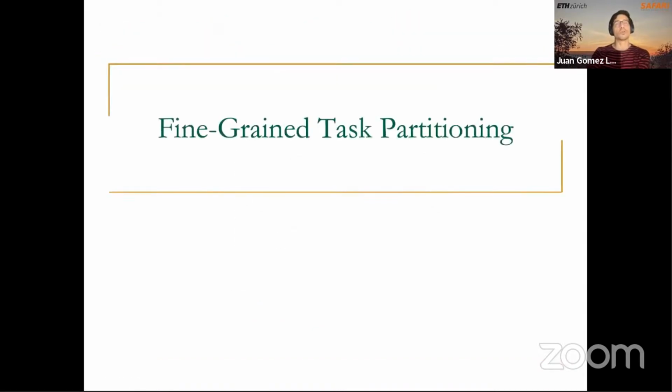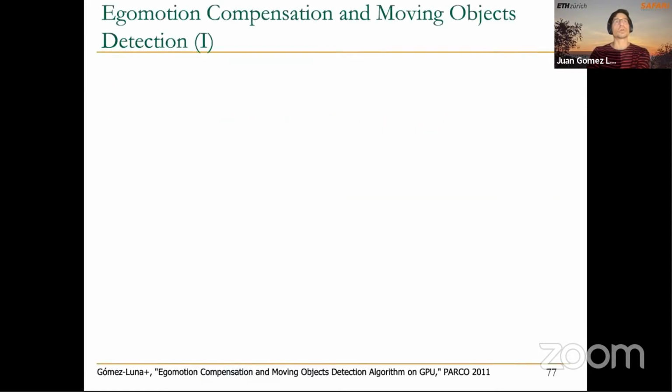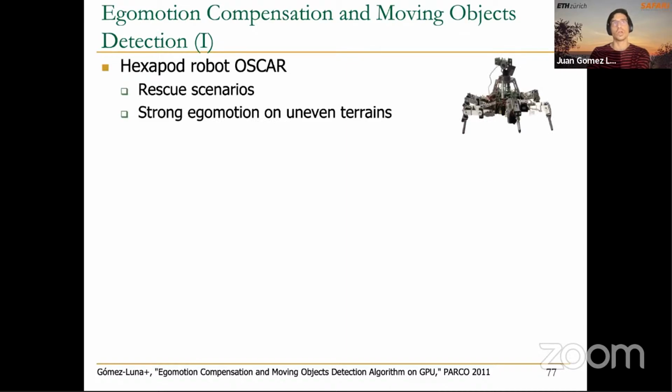Okay, and now let's move to fine-grained task partitioning. It's the last of the partitioning patterns that we are covering here. And for this one, we are going to talk about one interesting use case. It's an ego motion compensation and moving objects detection algorithm that was developed for a hexapod robot that was designed for rescue scenarios. And this robot typically moves over uneven terrains, right?